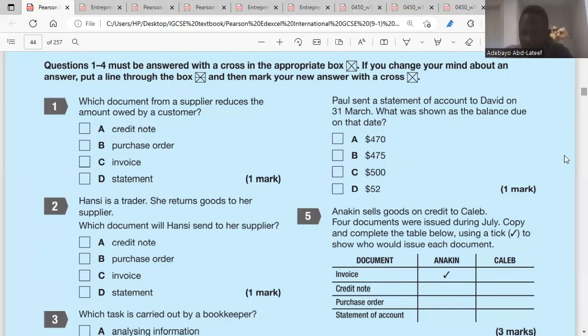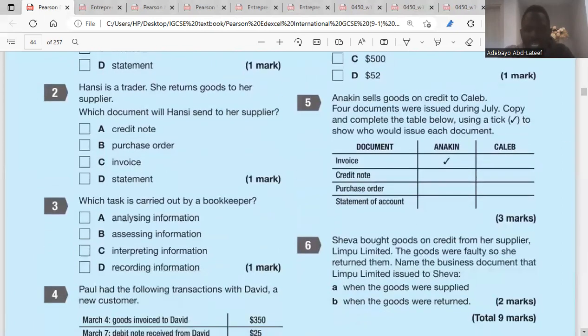Question 5. Anakin sells goods on credit to Caleb. Four documents were issued during July. Copy and complete the table below using a tick to show who would issue each document. The invoice will be issued by Anakin because he is the supplier. The credit note will also be issued by Anakin.